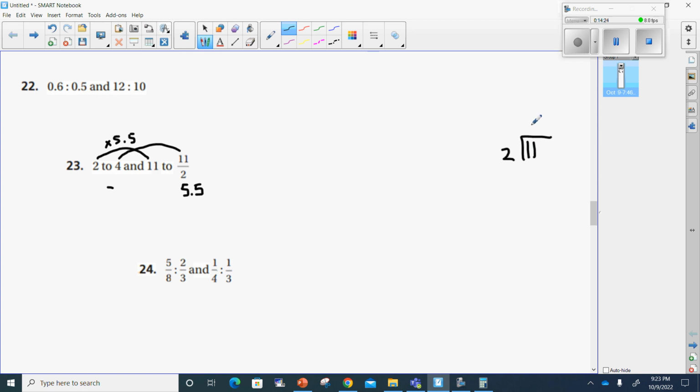2 goes into 11 5 times, with 1 left over. And when my decimal's here and I put another 1 there, that'll be another 5. So 5.5. So when I multiply 4 by 5.5, will I get 5.5? That tells me right there that's not going to happen, is it? Right?